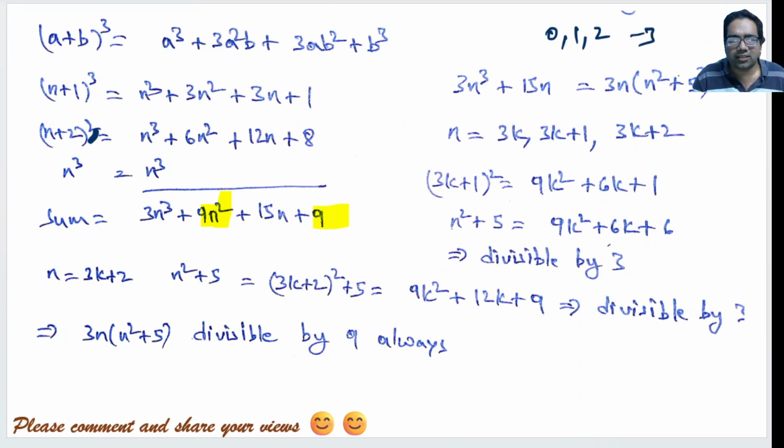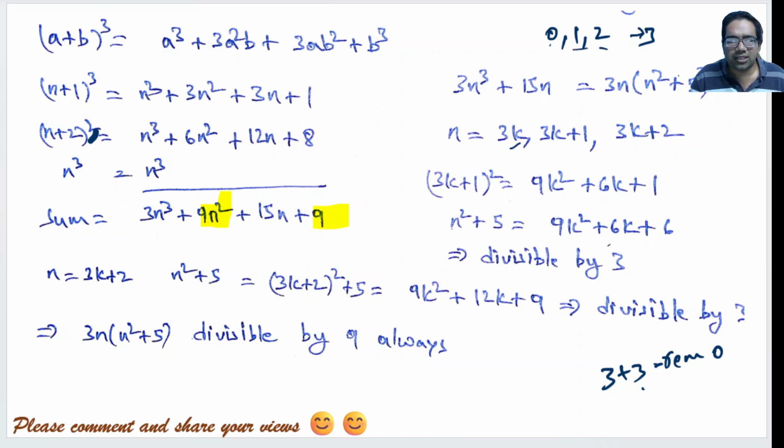Remainder 3 means it is actually divisible by 3, so remainder 3 actually means remainder 0. For example, 6 when divided by 3 leaves remainder 0. So any number when you divide by 3 will either leave remainder 0, so it's a multiple of 3, or remainder 1 or remainder 2.